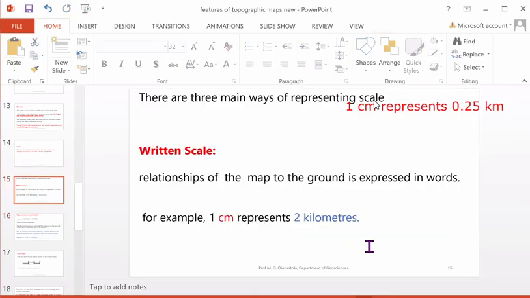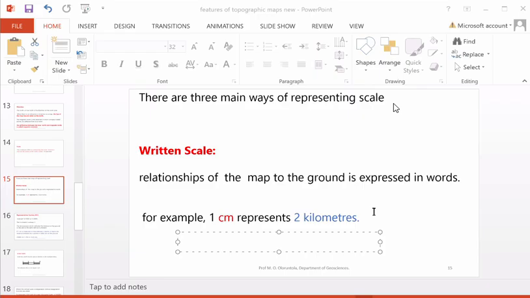Now, I want to come back to this one. I want to convert it to representative fraction. Now, the scale in written scale is 1 centimeter represents 2 kilometers.